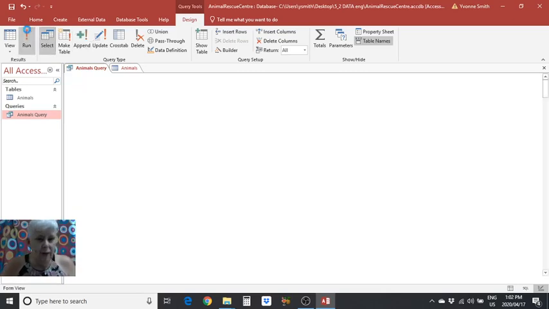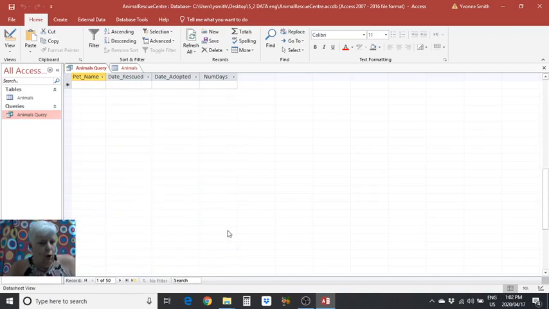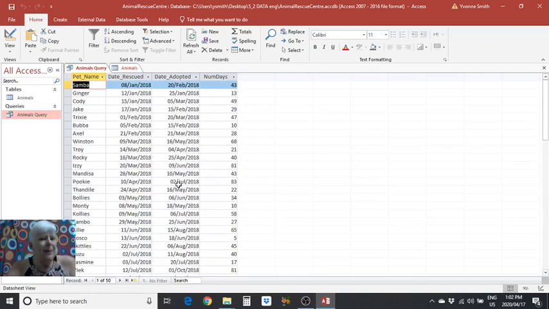Now, if we go and run the query, very nicely there we can see Ginger was there 13 days. All the animals, how many days they spent in the shelter from the time they were rescued till the time they were adopted.